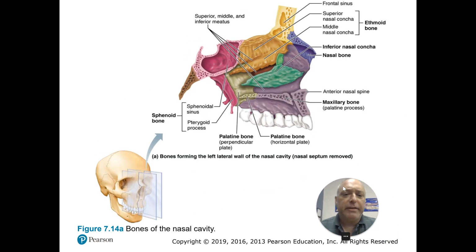Okay, let's look at the nasal cavity briefly. So we've got our two nasal bones and our inferior nasal concha, as well as the ethmoid bone making up the superior portion of the nasal cavity. The sphenoid bone houses a number of sinuses and a pterygoid process. This is with the nasal septum removed, so you can see the sphenoidal sinus.